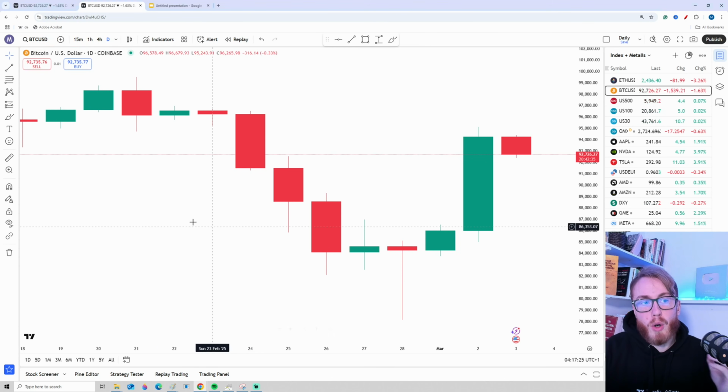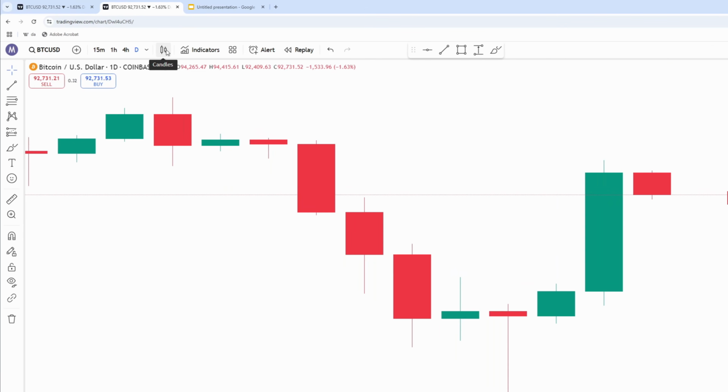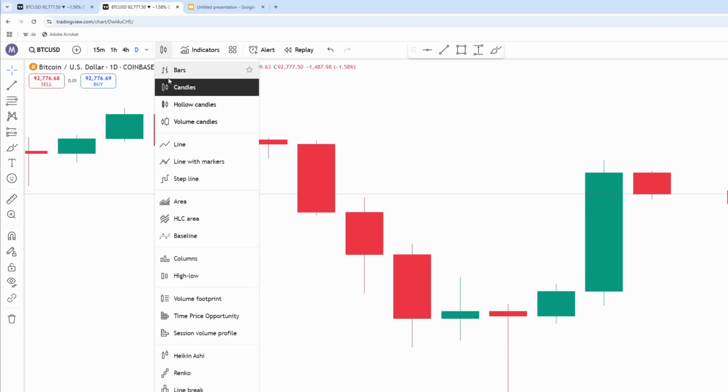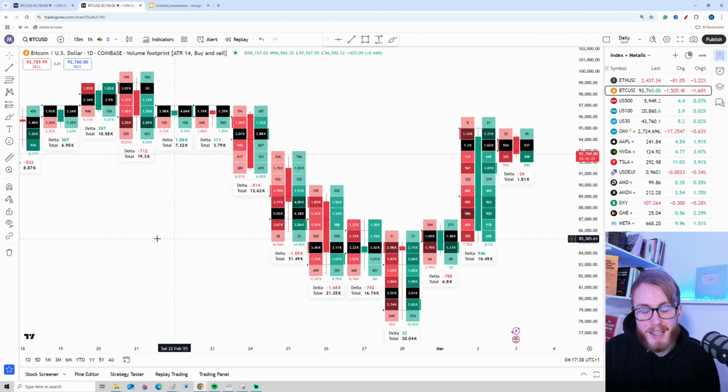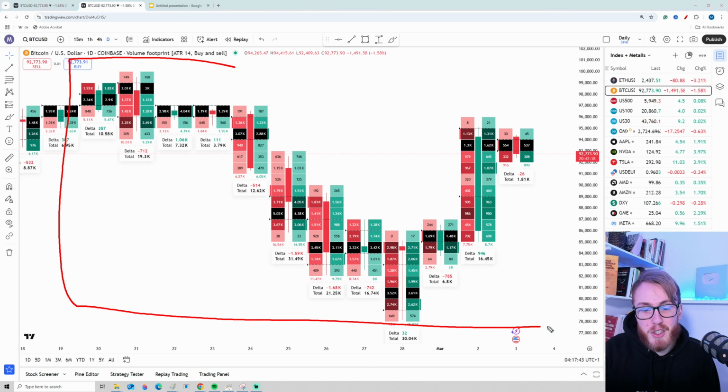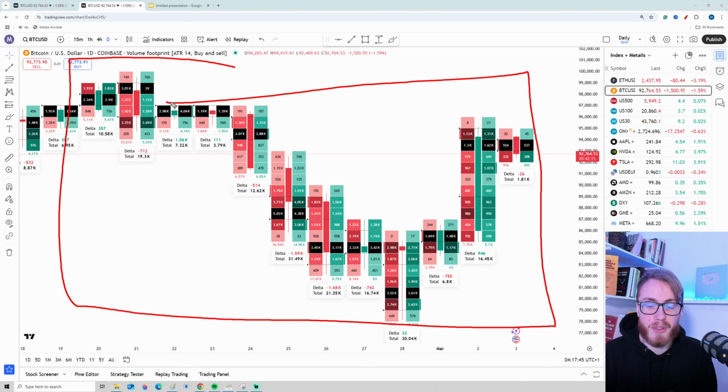And now to open up the volume footprint chart, you want to go up here to where it says candles, if you're using a candlestick chart, so you press right here. And then you want to go down to where it says volume footprint and click right here. And as you can see, guys, just like that, our volume footprint has appeared on the chart.